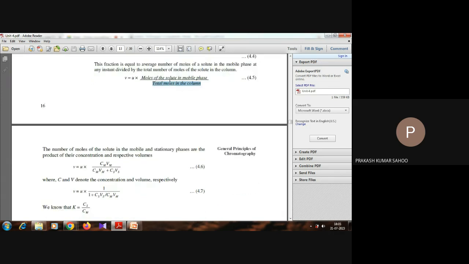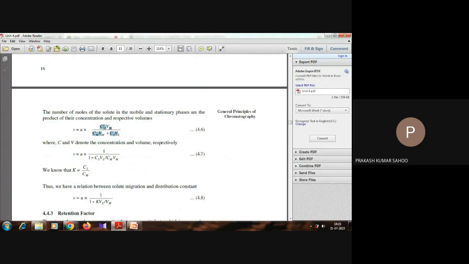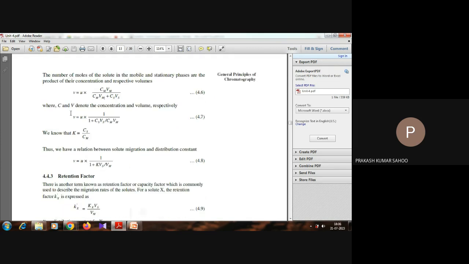So moles of the solute in the mobile phase will be concentration in mobile phase times volume in mobile phase, divided by total moles. Total moles will be CmVm plus CsVs, because CmVm is the moles in the mobile phase and CsVs is the moles in the stationary phase. So the equation simplifies: V equals u times, if I divide by CmVm, 1 by 1 plus CsVs by CmVm.